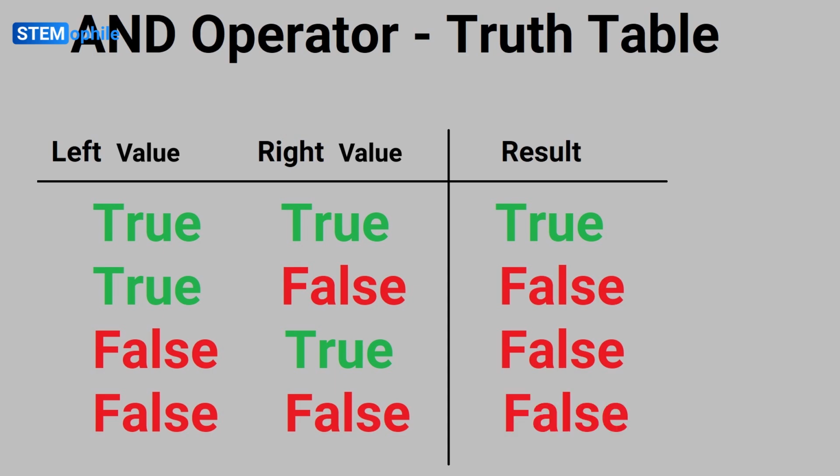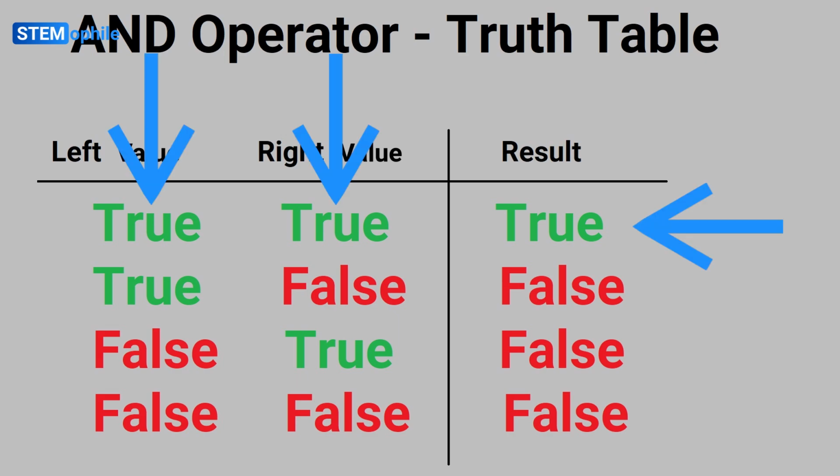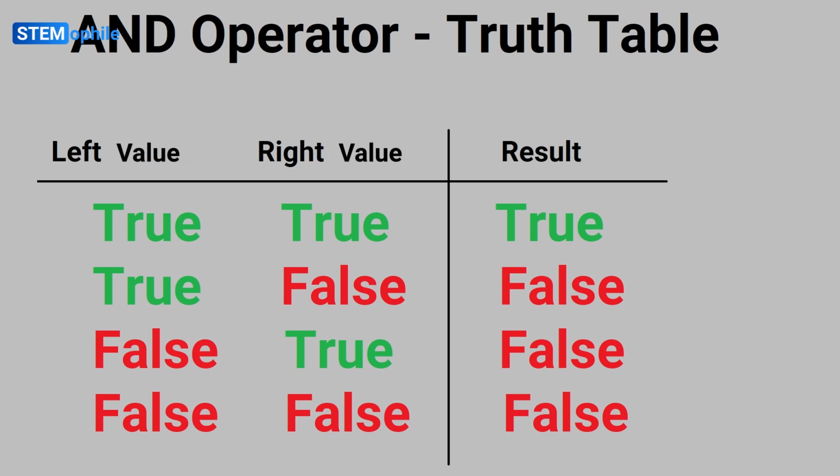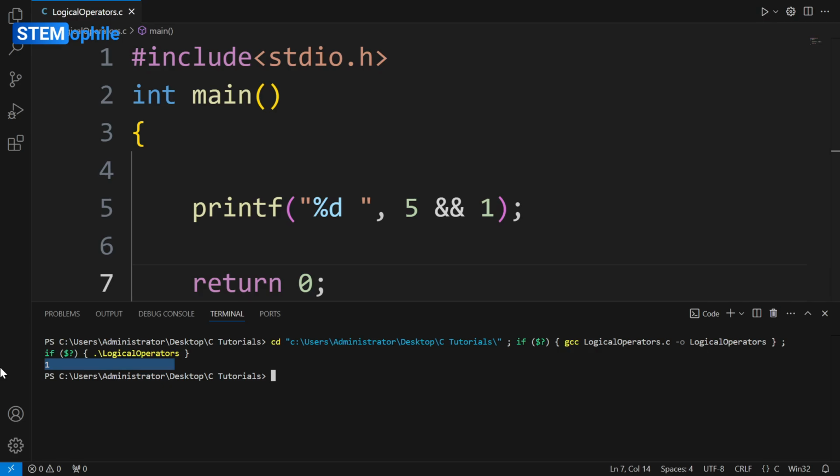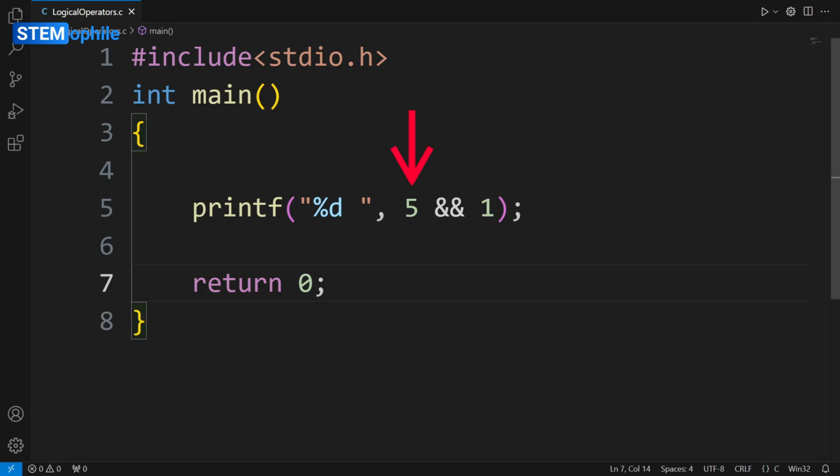If this confuses you, just remember, the AND operator only returns true if both values are true. Otherwise, it returns false. If we write 5 and 1, it also returns true. This is because every non-zero number is considered true. Only 0 is considered false.